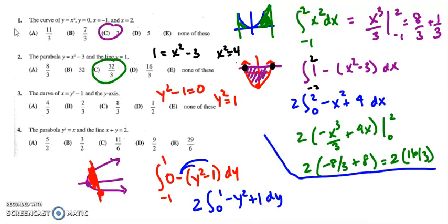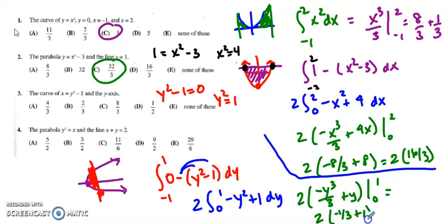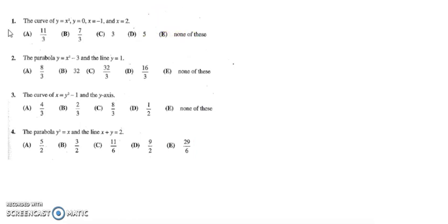So now when I execute the integration, I get 2 times -y cubed over 3 plus y, and that'll be on the interval 0 to 1. So I will have 2 times -1/3 plus 1. And again, when I plug in y equals 0, I get out 0. So -1/3 plus 1 is 2/3. 2 times 2/3 is 4/3. So that is A.